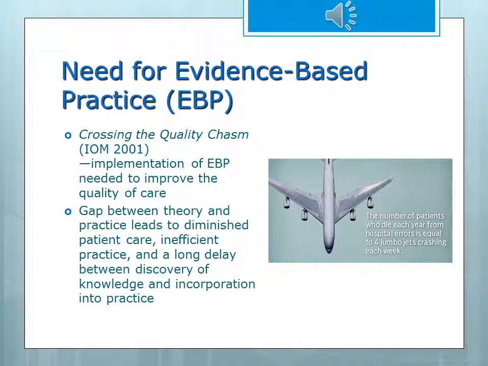And so another IOM report, To Err Is Human, which was quite famous and you're probably already familiar with, essentially said that there are so many errors in healthcare that lead to so many injuries and deaths in a given year that depending on which numbers you read, it's either a jumbo jet a day or 4 jumbo jets a week crashing. That's the number of deaths in healthcare that are related to medical error that can be prevented by better processes and more evidence-based practice.